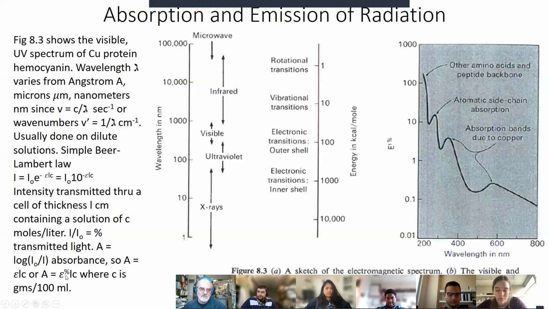Now, the units of the extinction depend upon the units of the concentration. So if C is expressed in grams per 100 mils, that's essentially a weight percent concentration, and so the extinction is in weight percent. If we express C in terms of mgs per mil or in terms of moles per liter, then the extinction coefficient will have the appropriate units.